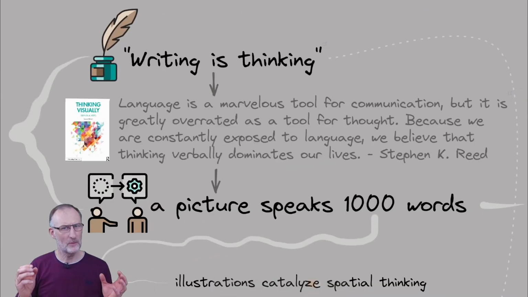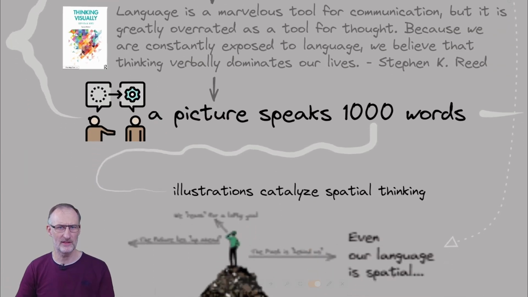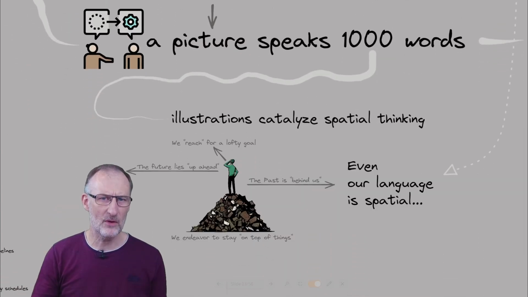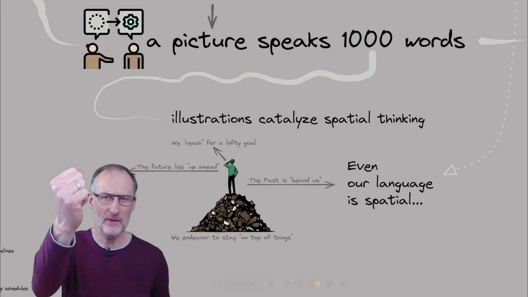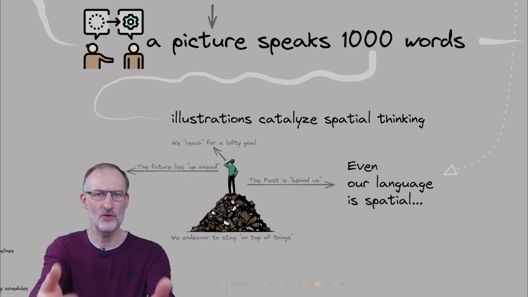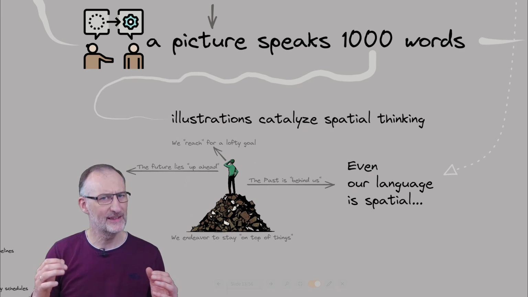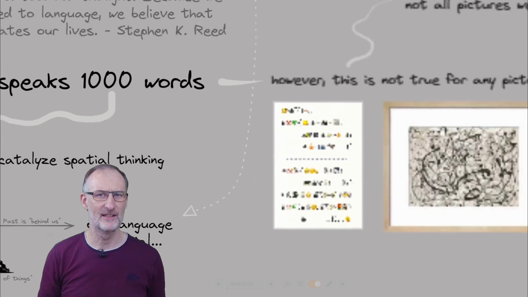Well, sure, writing is a big part of it, but I believe we sometimes overlook the power of visuals. Writing is thinking, yes, but let's not forget that a picture speaks 1,000 words. Pictures are powerful because illustrations catalyze spatial thinking. Even our language is spatial. Think about phrases like "we reach for a lofty goal" or "the future lies up ahead." They paint a picture, don't they?